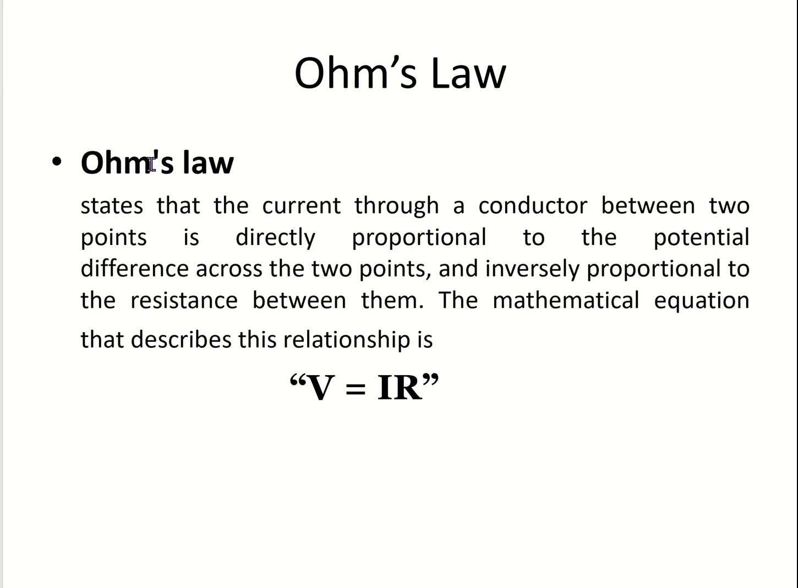One of the most basic laws of electric circuit analysis is Ohm's law. Ohm's law states that the current through a conductor between two points is directly proportional to the potential difference across the two points, and inversely proportional to the resistance between them. The mathematical equation describes the relationship: V is equal to IR.